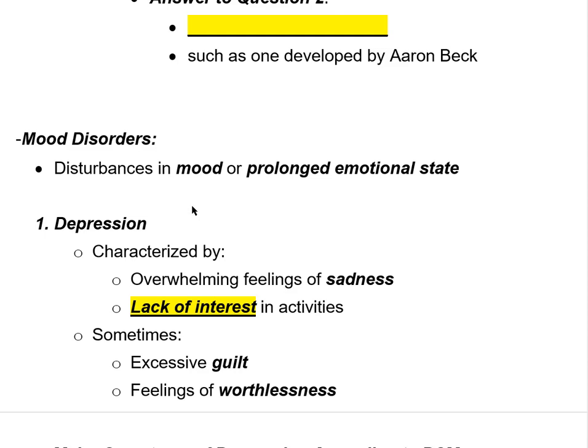We can define the family in this way. Mood disorders are disturbances in mood or prolonged emotional state. The classic example of a mood disorder is depression, where people suffer from extreme sadness and hopelessness. In fact, that's going to be the first mood disorder that I talk about in some detail. But remember, we're beginning with the family. The bigger family is the family of mood disorders. Probably the best single example of a mood disorder would be depression.